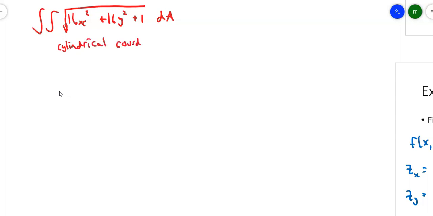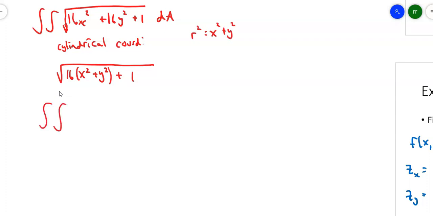What's the advantage of cylindrical coordinates? Well, for one thing, I know that x squared plus y squared equals r squared, so I can take the square root of 16x squared plus 16y squared and write it like that. I can now write this as the double integral of the square root of 16r squared plus 1. And then don't forget, when we're integrating in cylindrical coordinates, we have to integrate the function r dr d theta.